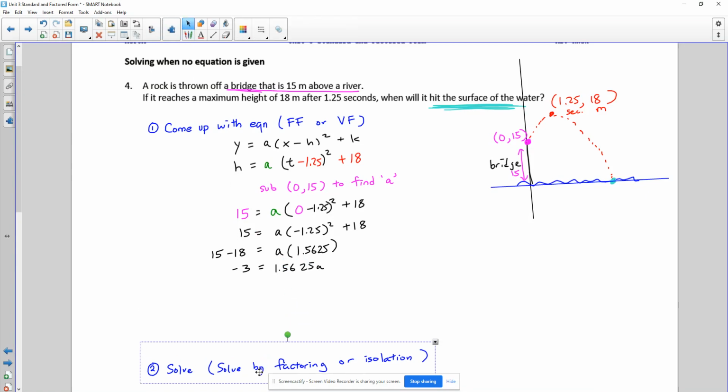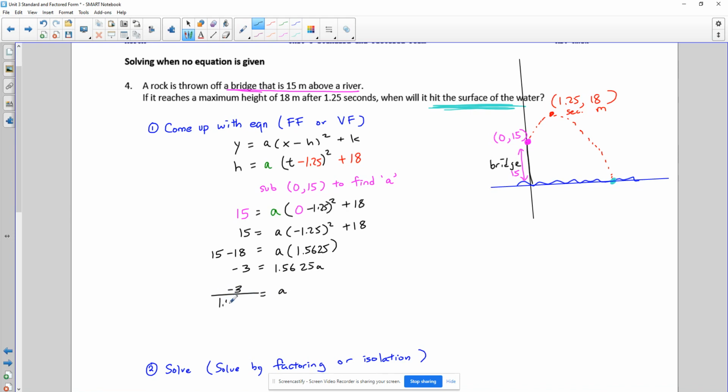We need to solve for a. We recognize that 1.5625 and a have a multiplication relationship. So if we want to isolate a, we need to reverse that multiplication by dividing negative 3 by 1.5625. And the a value is negative 1.92. So therefore, the equation in vertex form is h equals negative 1.92 times t minus 1.25 squared, plus 18. Because all we're doing at this step is just finding the a value.